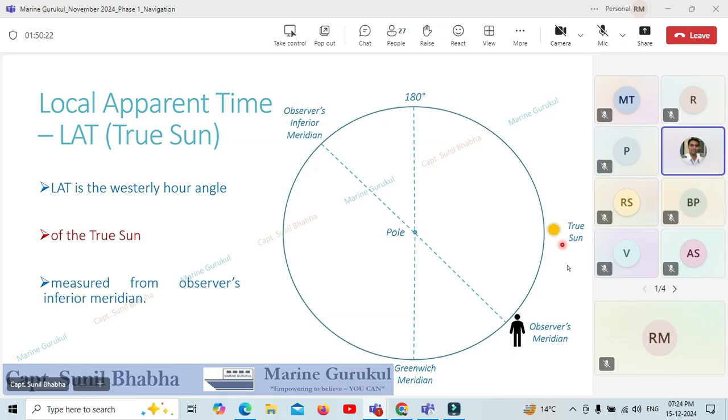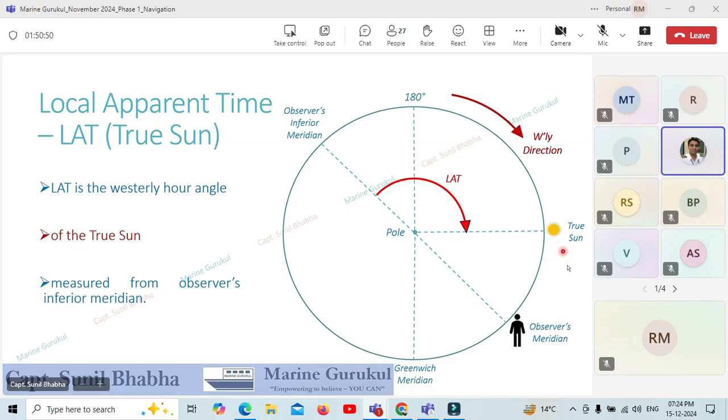Now let's assume we have the true sun at this particular location. So we have the meridian of the true sun also. Now westerly direction is the clockwise direction. This red color angle which you see is the local apparent time. So LAT is the westerly hour angle. You see it is measured in the westerly direction of the true sun.